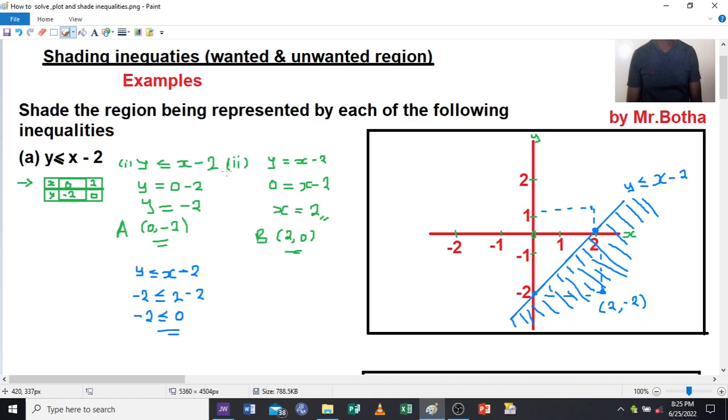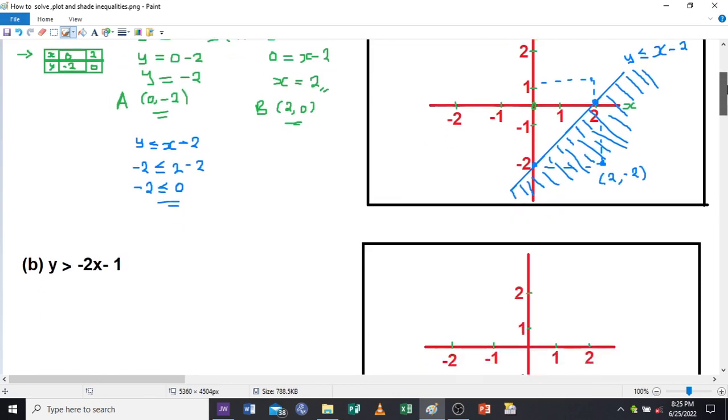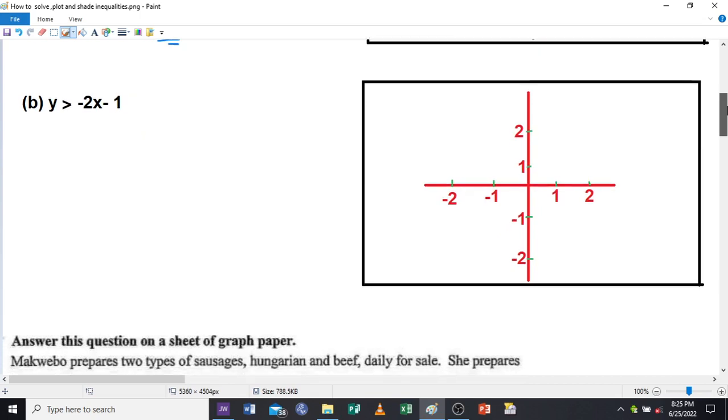Alright, so thank you so much. Now the next thing I want us to do is to solve the second question. Now I want you to pay attention. In the second question, this time, we have the inequality y greater than -2x minus 2.